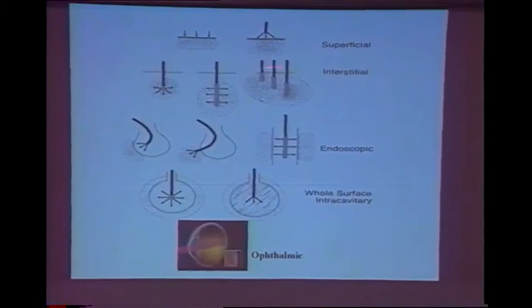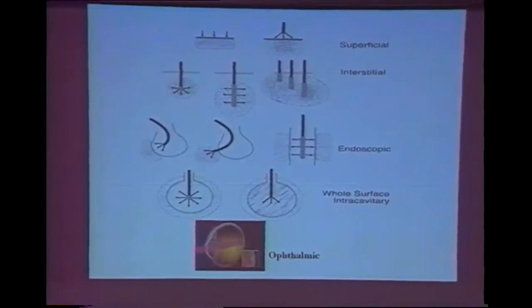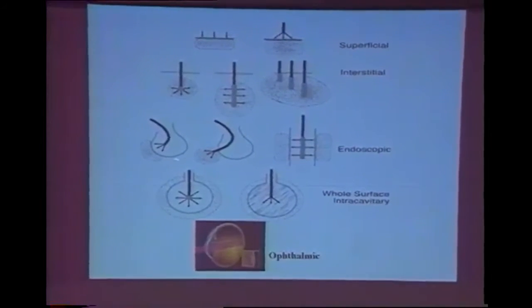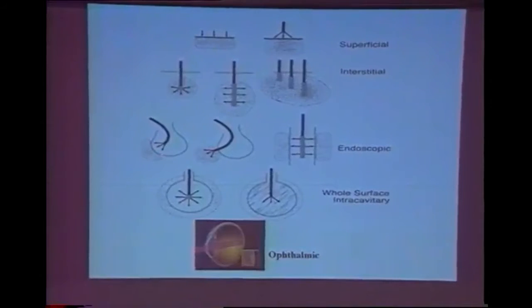So, if you look at the different geometries of delivery, you can have superficial, interstitial. Those can be point sources, interstitial, or line sources. It can be multiple interstitial. Endoscopic, where the fiber goes into the endoscope, can also be done from the surface, or it can be interstitial, or it can be distributed like this.